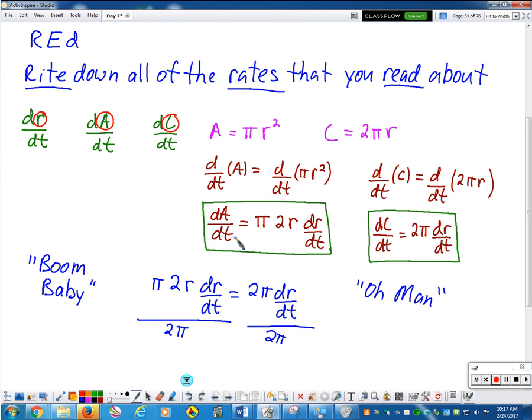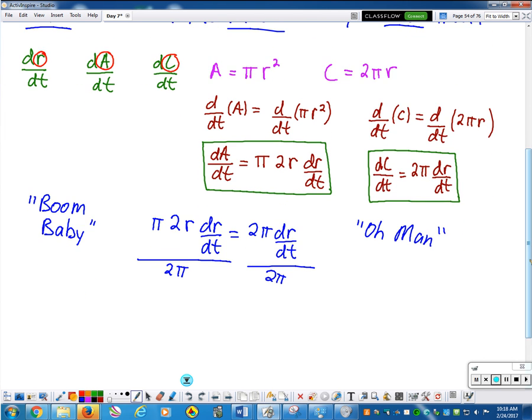So that means that since dA/dt is this, including the dR/dt, and dC/dt is this, they have to equal each other. I can't get rid of it without doing something mathematical. It all depends on the problem.